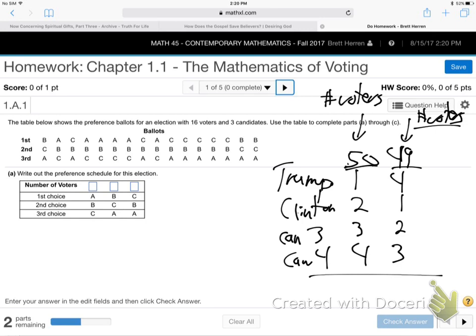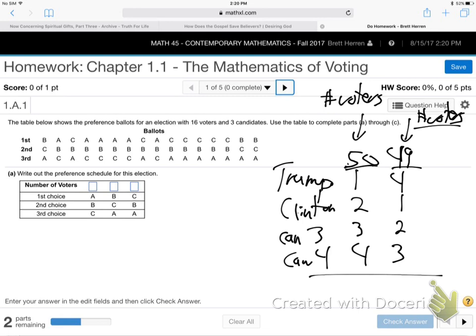So we want to use math. Can math come in and help society do a better job at determining what the will of a group of people is in a voting situation? That's what this chapter is all about. What are some different systems? And we're going to look at how fair they are. We're going to try to look at ways they're fair, ways they're not fair, and try to judge them and say this is helpful in this situation.